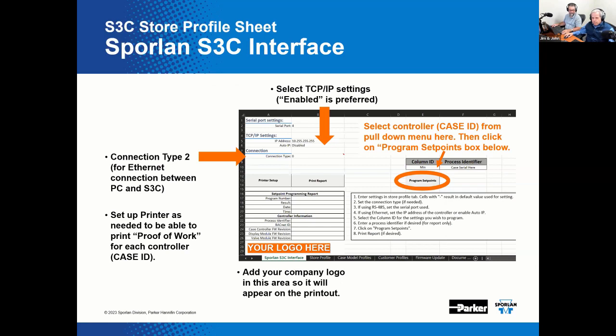Everybody knows that. You select a case ID for the controller to which you're connected, then click the Program Set Points box, which is push equals send. Why don't we just say that? I don't know. Why didn't we say that? Got to be fancy. If it all goes as planned, you'll get a result of passed. You can then print out the report as proof of work for that case. Sure sounds simple. It does.